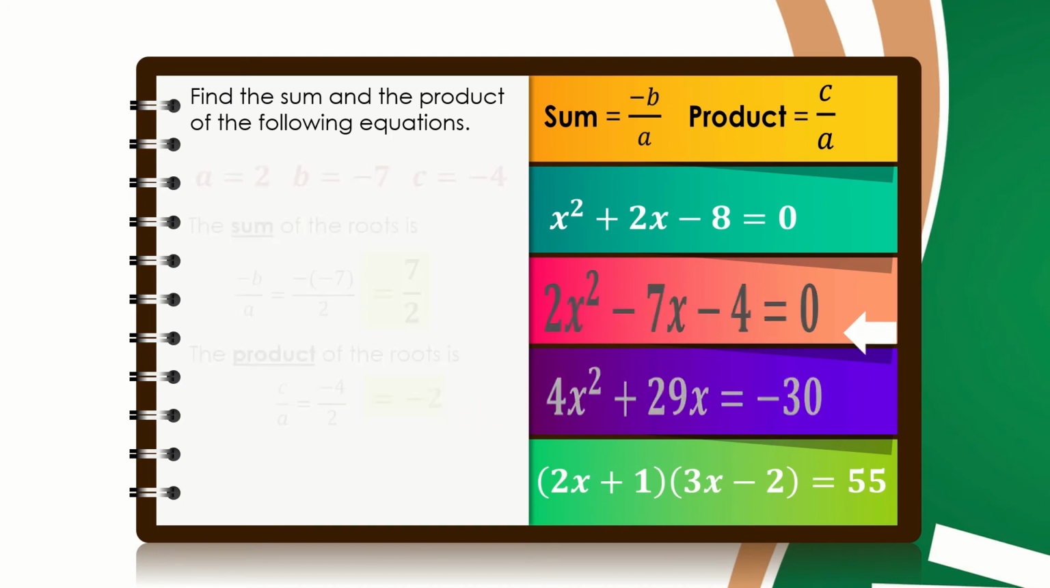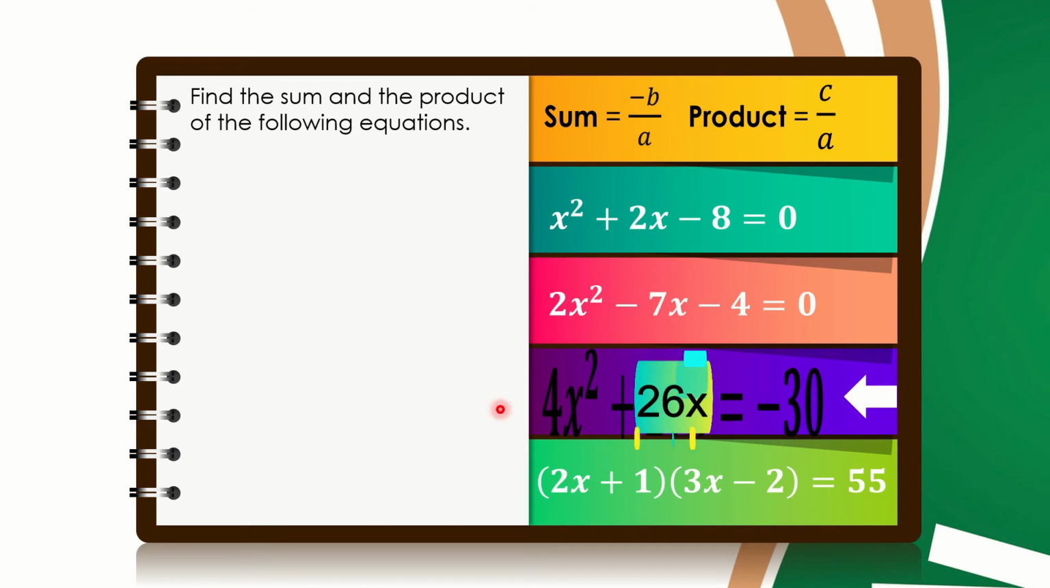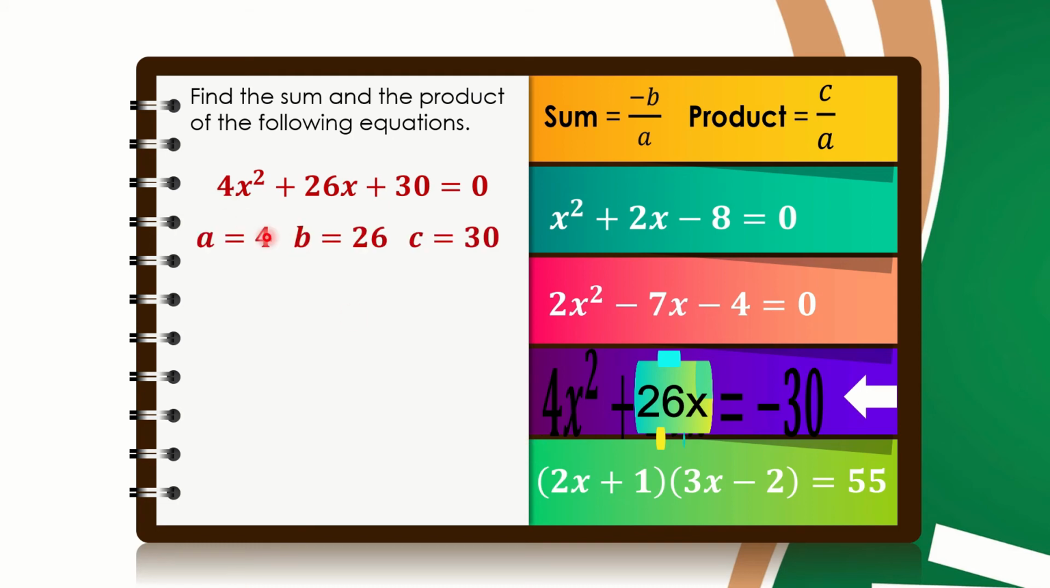Let us have our next example. 4x squared plus 29x is equal to negative 30. This one is not yet written in standard form, so let us write it first by applying addition property of equality. So we will have 4x squared plus 29x plus 30 is equal to 0. Now, let us find the values of a, b, and c. We have positive 4, positive 29, and positive 30.